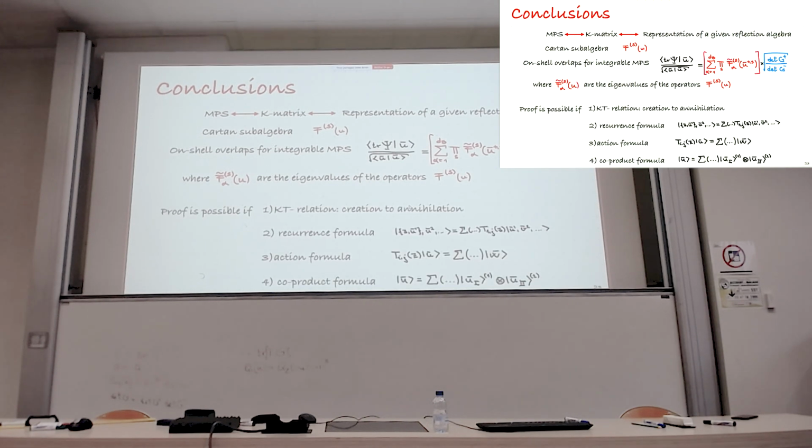And the other conclusion is, if somebody wants to prove this formula, then for the proof there are four necessary conditions. We have to know the KT relation, which changes the creation operator to annihilation ones. We have to know the recurrence formula for the off-shell beta vector. We have to know the section formula, and also the coproduct formula. And if we know these four ingredients, we can derive any of these overlaps. So thank you for your attention.